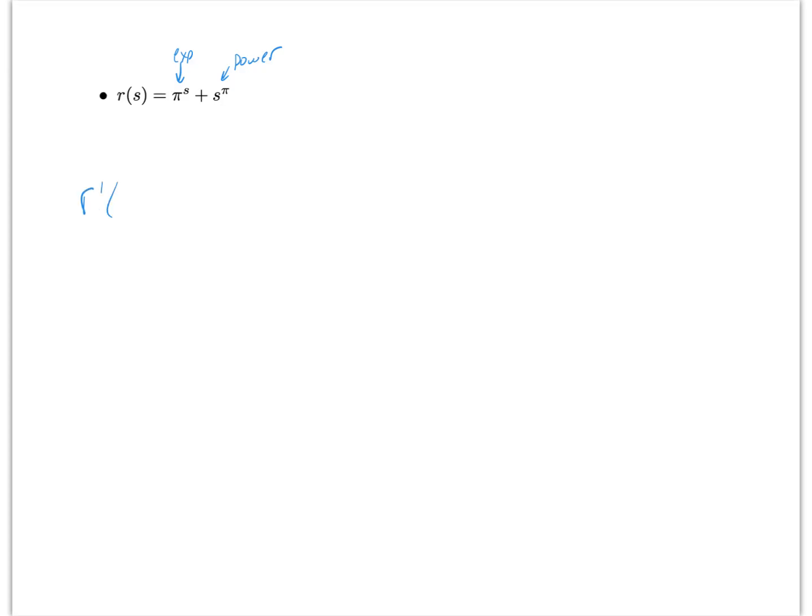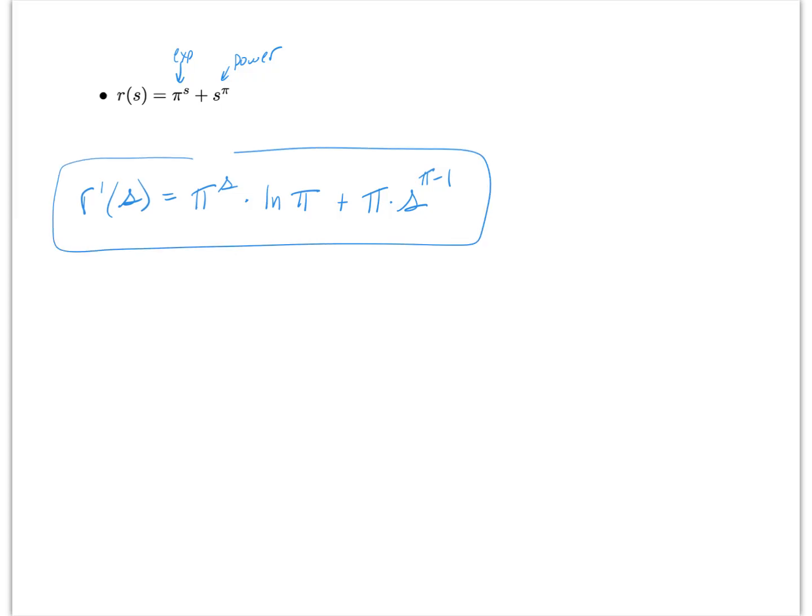So R prime of s is going to be, this is an exponential, so the derivative would be pi to the s times the ln of pi. And then when I do the power rule on s to the pi, we bring the exponent down in front, we copy the s, we reduce the exponent by 1. So pi minus 1. I'm just going to write pi minus 1 instead of getting a decimal approximation. And that is all done.